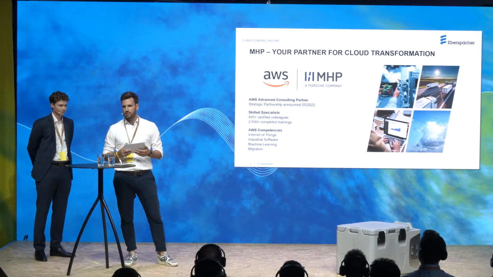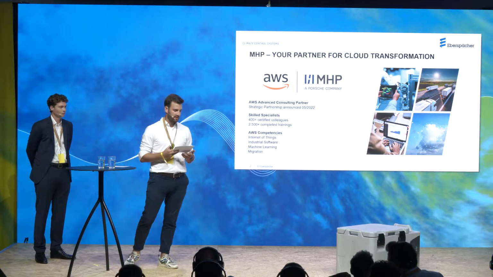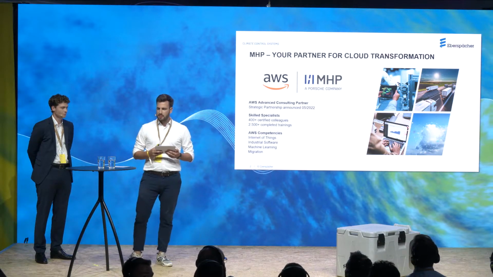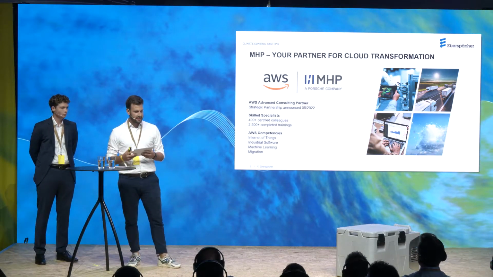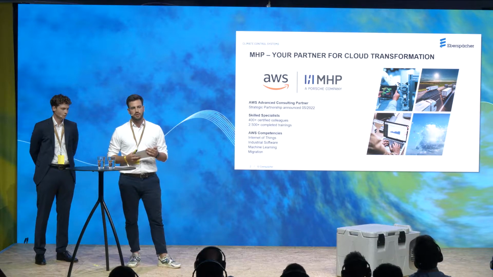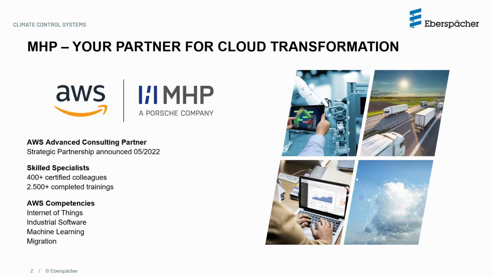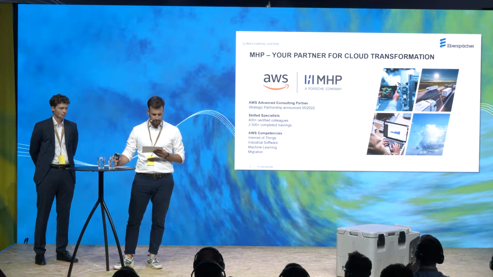When we talk about the cloud today, we mean the hyperscaler Amazon Web Services, AWS. The first argument why MHP is the perfect partner for cloud transformation projects is our partnership with AWS itself. MHP is part of the AWS Partner Network and currently holds the status of Advanced Consulting Partner. The AWS Partner Network is a global community of companies with a simple goal: to optimally support customers in using AWS and to accelerate their migration into the cloud.